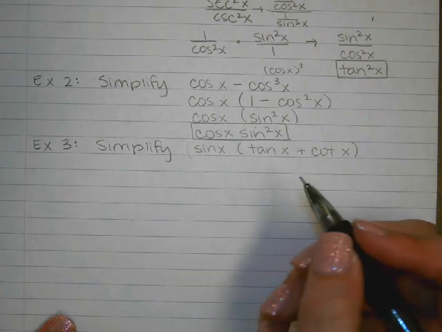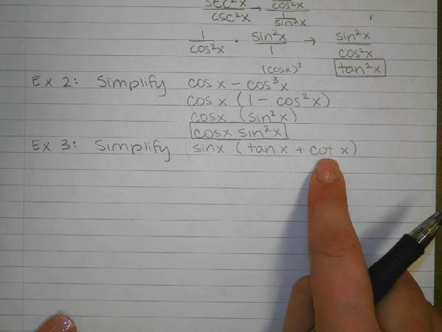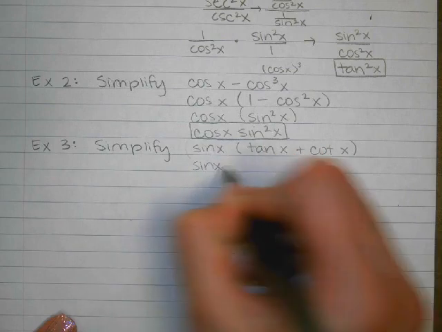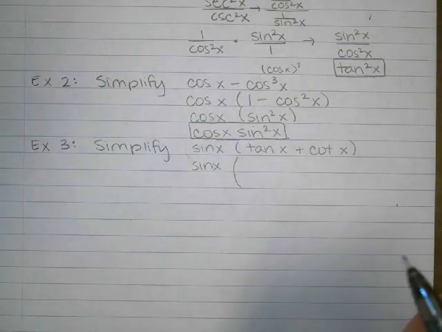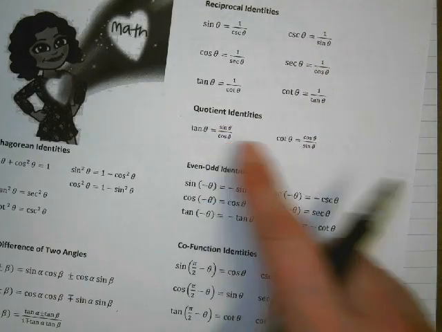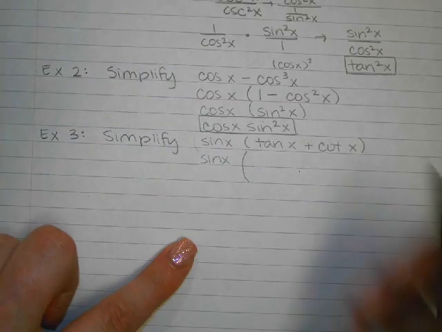So what I'm going to do first is I'm going to go ahead and take tangent and cotangent, and I'm going to write both of those in terms of sine and cosine. So I'm going to leave this right here the same, and then I'm going to look at my sheet, and I know that tangent is sine over cos, and cotangent is cos over sine. So I'm going to make a substitution.